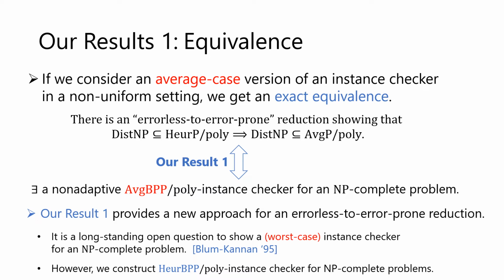Moreover, we can show that there is a Heuristics BPP instance checker, which is a weaker notion than average BPP instance checker, but we can construct such an instance checker for NP complete problems unconditionally.